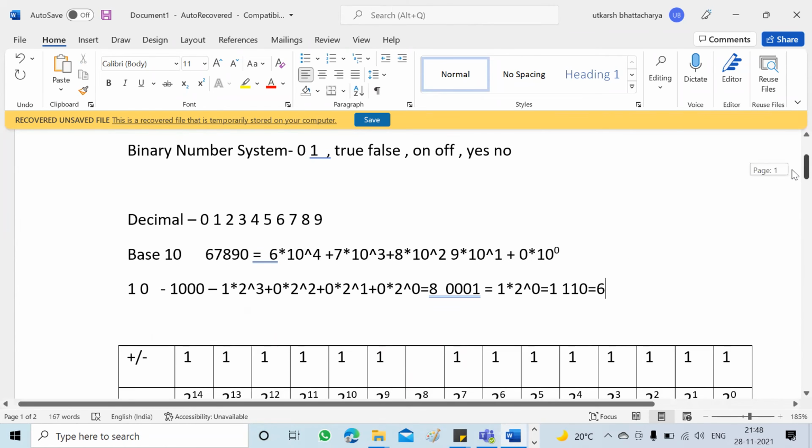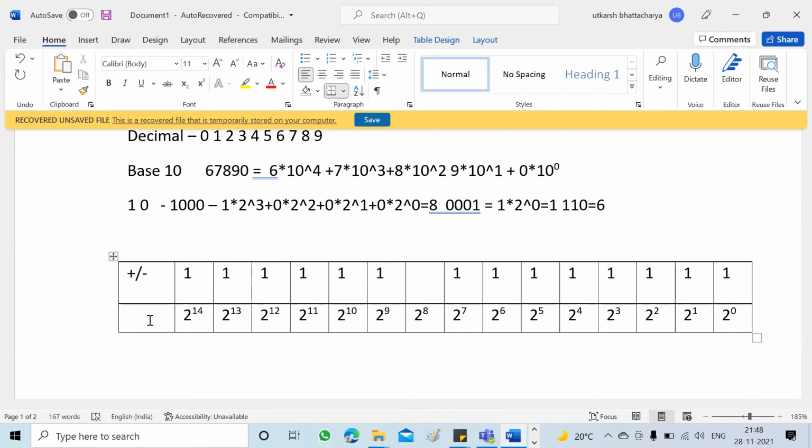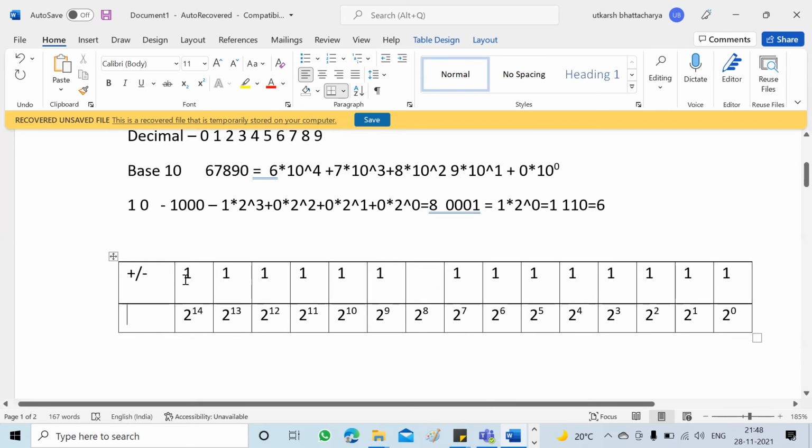Now the computer also needs to know which is plus and which is minus. So just like we use plus and minus, the first bit is left for that. The first bit, 1 or 0, means it's positive or negative. If it is 0, it's positive. If it is 1, it's negative. For example, there is a machine which works on a 16-bit system. How many bits are there? 1, 2, 3, 4, 5, 6, 7, 8, 9, 10, 11, 12, 13, 14, 15, 16.